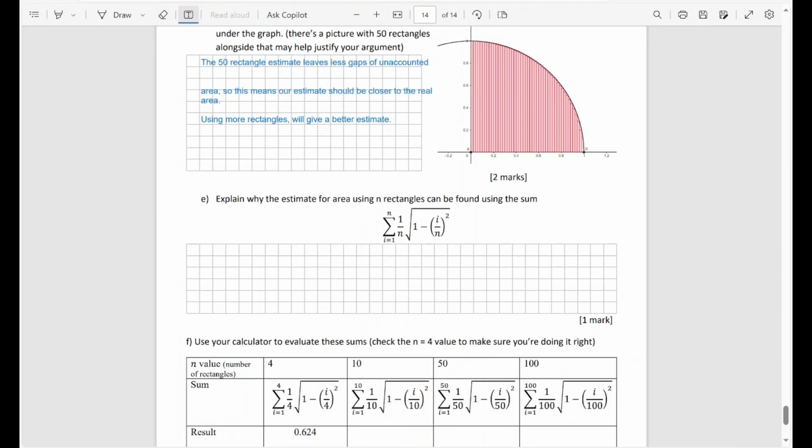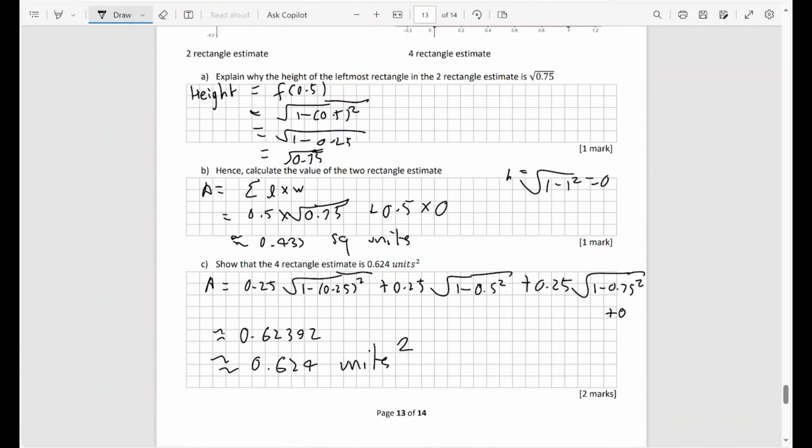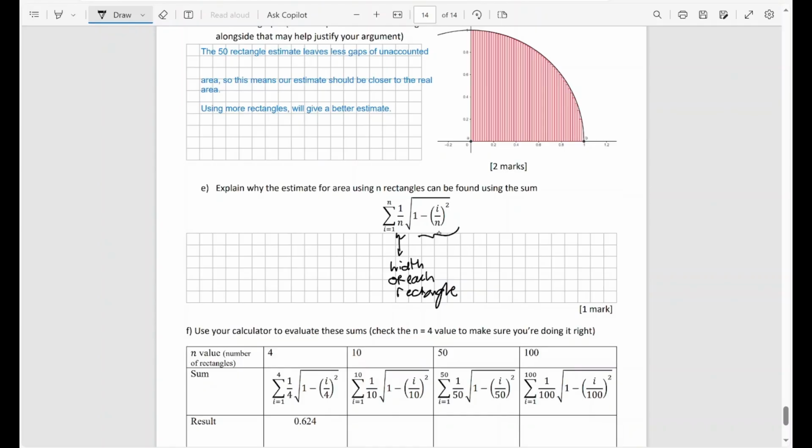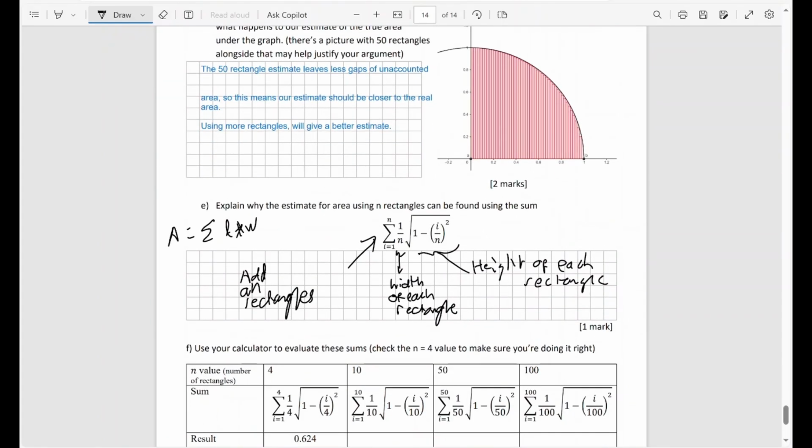Explain why the estimate can be found using the sum there. So this here is the width of each rectangle, like it was 0.25 for the last question. This here is the height of each rectangle, and then this bit is add all rectangles. Area is the sum of the areas, the sum of the length times width, essentially. So that's like the formal version of what we were doing in that earlier part. Here we only had 4 rectangles. You'll notice the last bit there will always be 0.